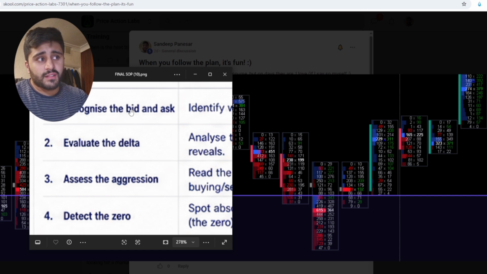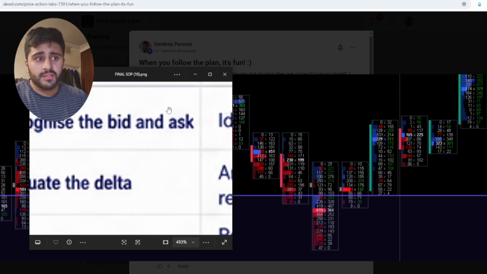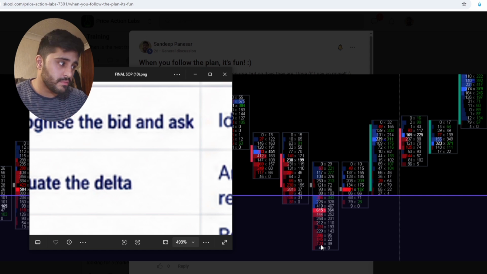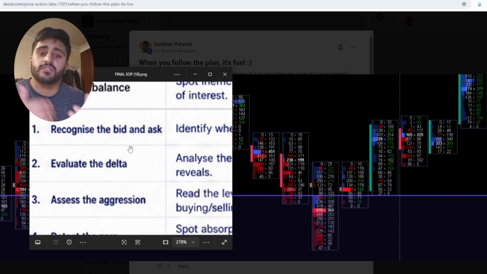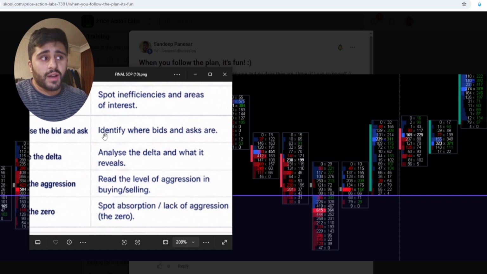When you recognize the bid and ask, what this means is you're reading the numbers here, the left number and the right number. What do they represent? The bid is aggressive selling. Don't forget that. The bid is aggressive selling. The ask is aggressive buying. So we have aggressive selling versus aggressive buying. Okay, fantastic. So we want to identify what the bid and ask represent.